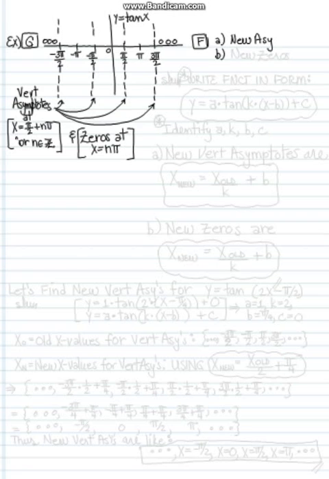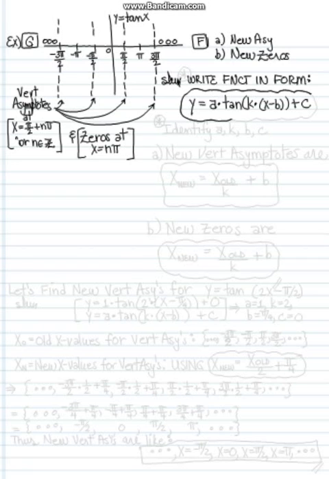Okay, well, they're going to give us a new function, and they want us to find the new asymptotes and the new zeros. And so the first step would be to make sure that we write the function in the form y equals a times the tangent of parenthesis k times x minus b, plus c. And then identify the a, k, b, and c. So we don't even know what the given function is yet. We just have the old graph of the old tangent function. But when we see the new one, we're going to write it in this form and identify the values for a, k, b, and c.